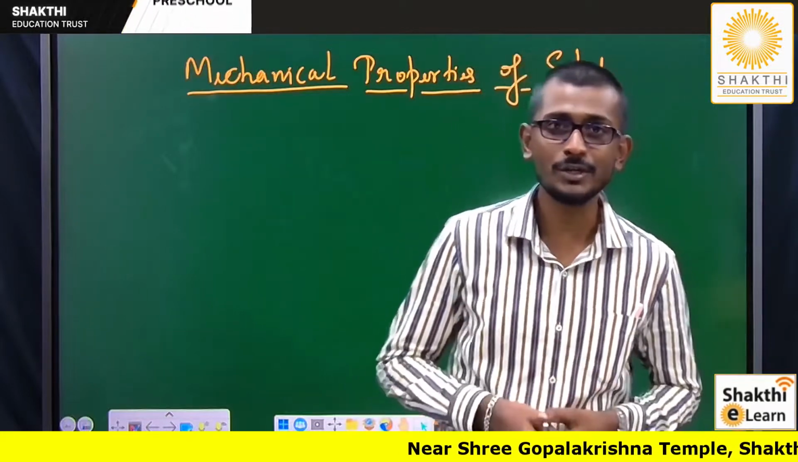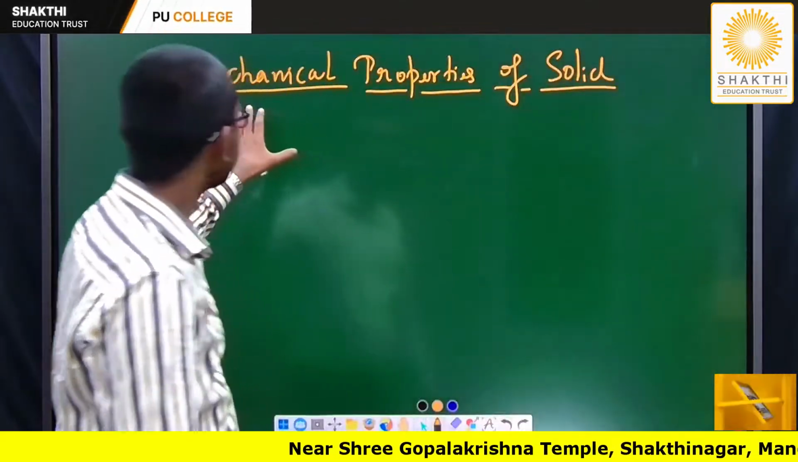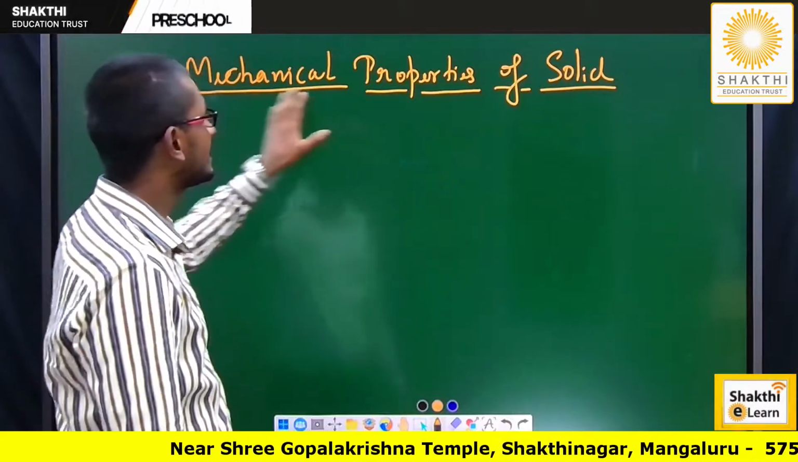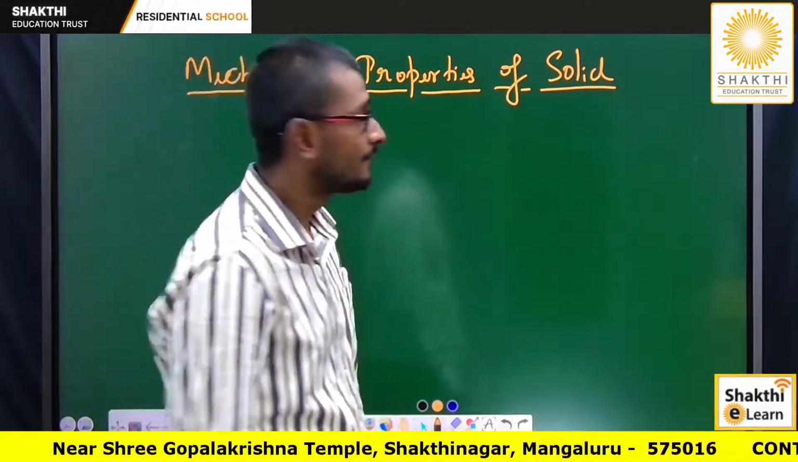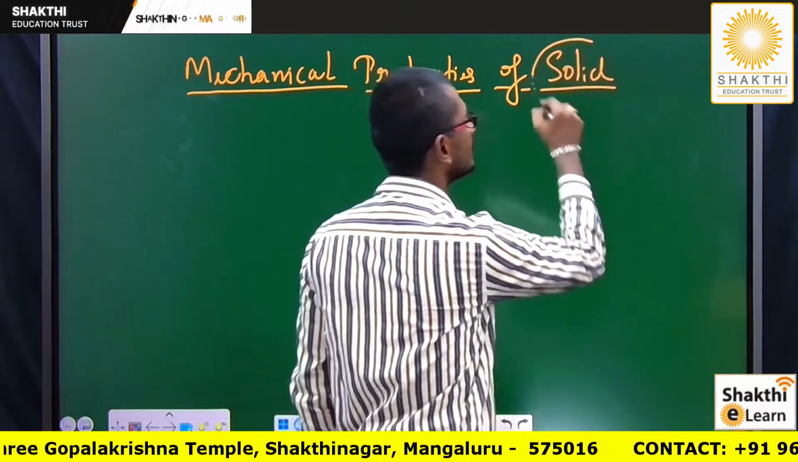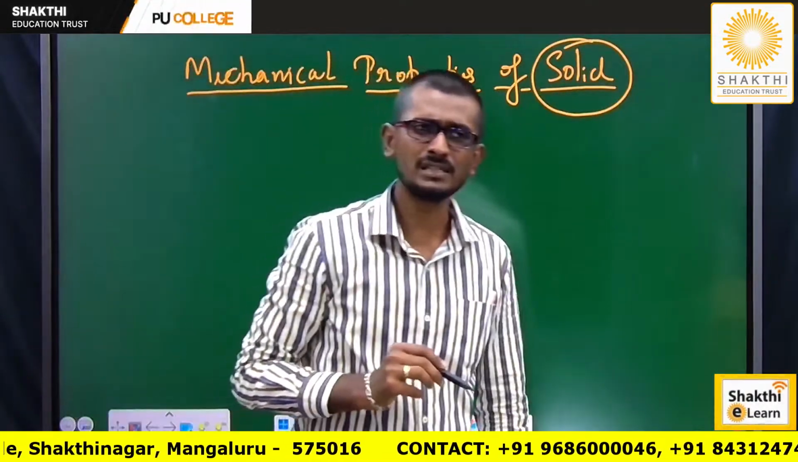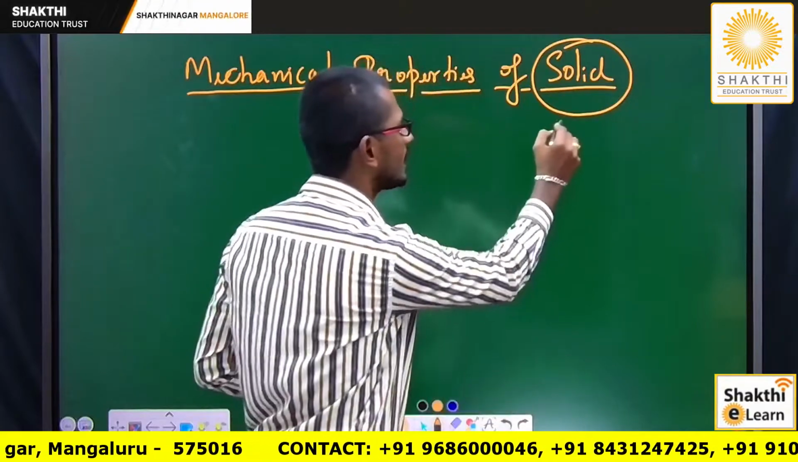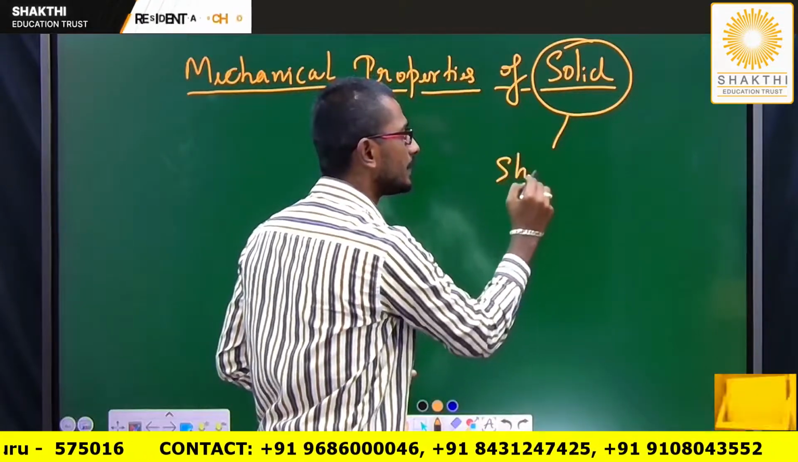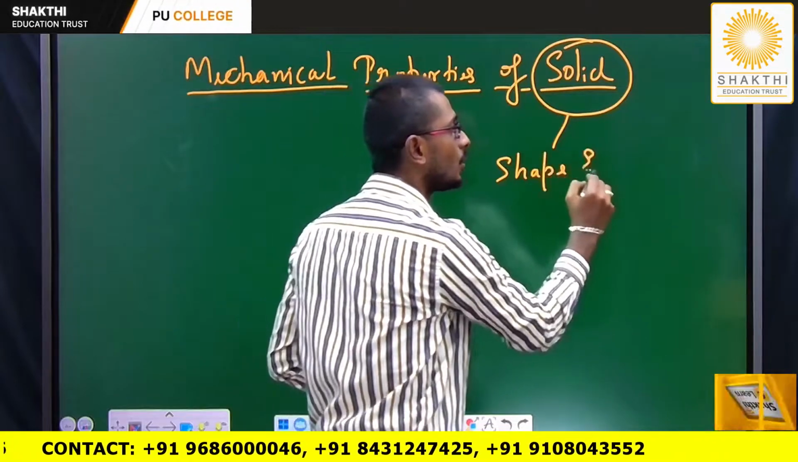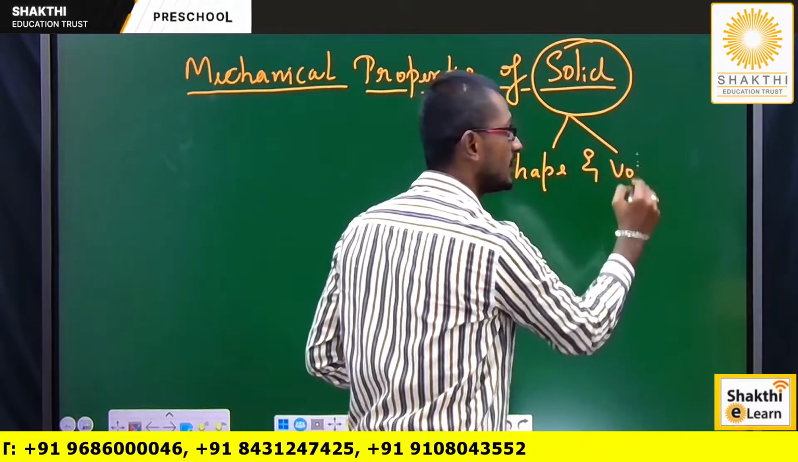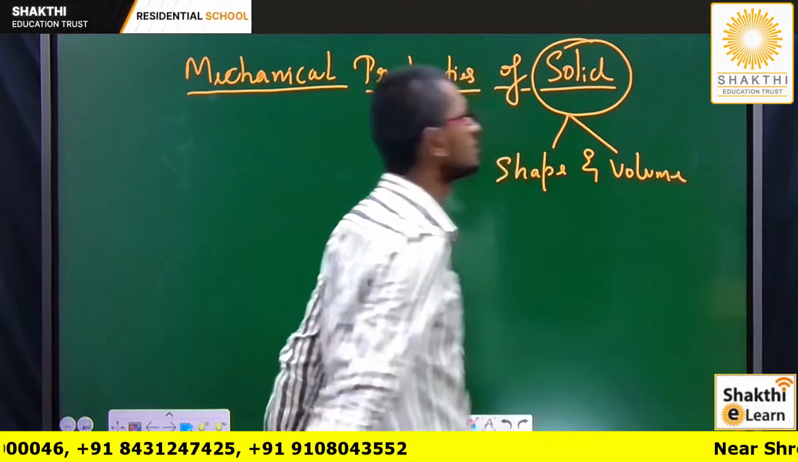Today we are going to deal with a very interesting chapter in physics, that is mechanical properties of solids. First we'll see what is a solid. From high school we have seen that a solid is whichever has a definite shape and volume, correct? Whichever has a definite shape and volume is called a solid.